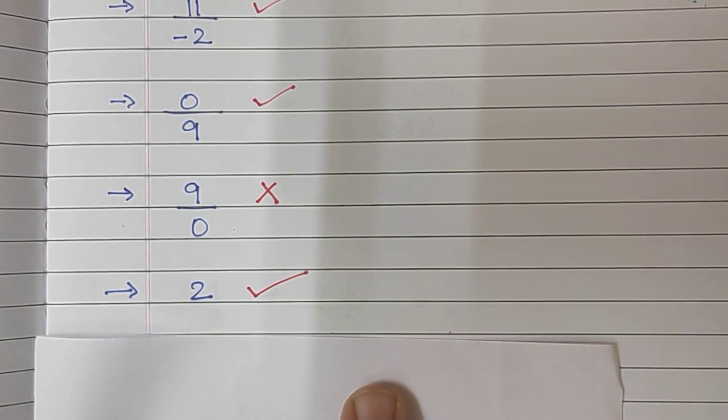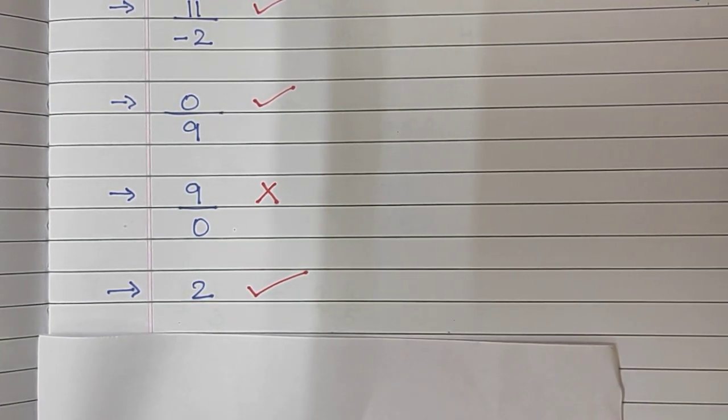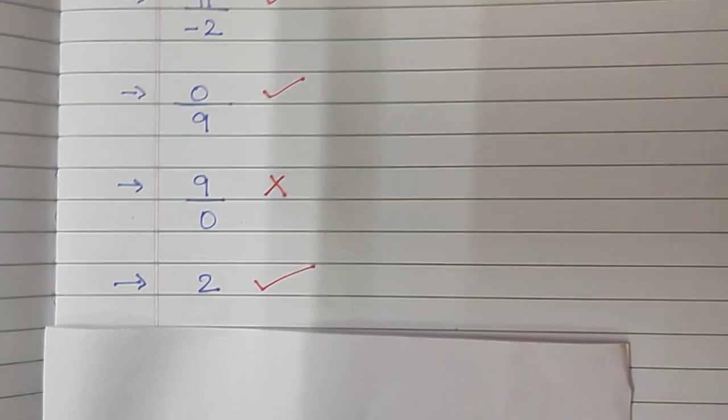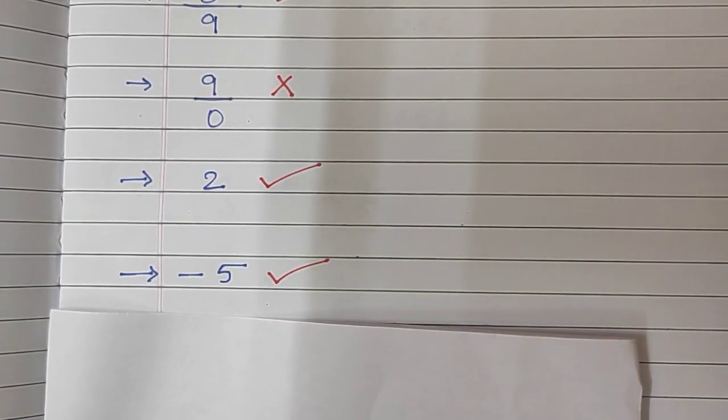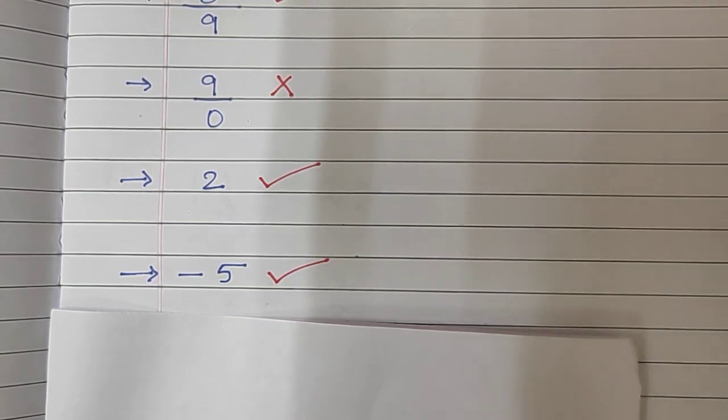Again, the number 2 is an integer, so it is a rational number. Minus 5 is also an example of a rational number.